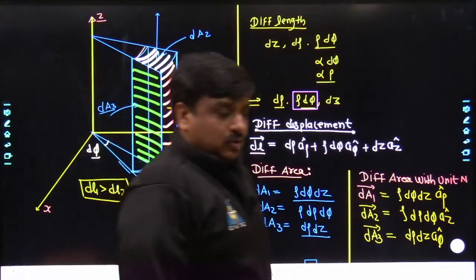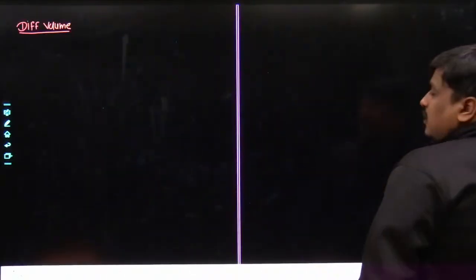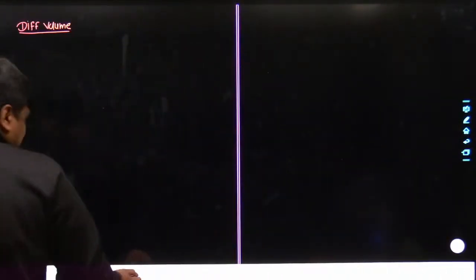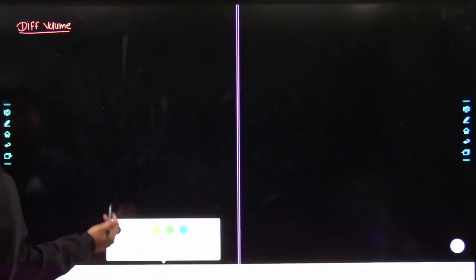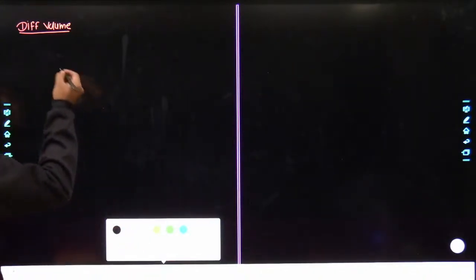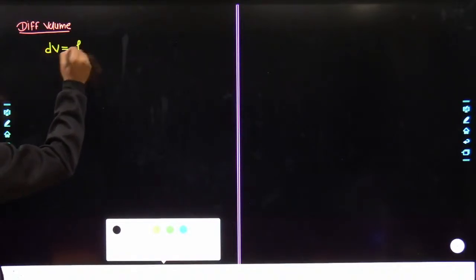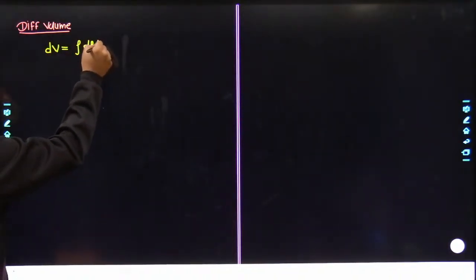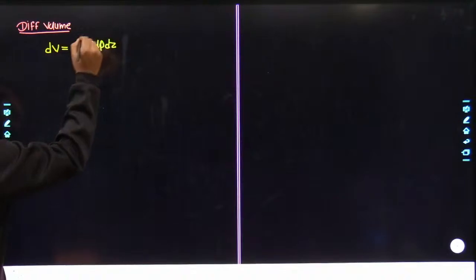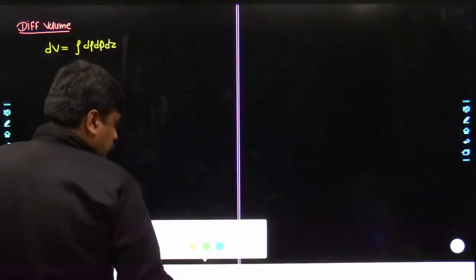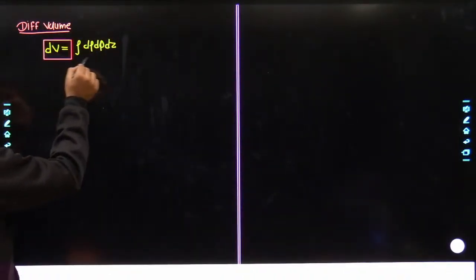The same thing goes here. So you can just assume the three length changes were there over the cuboid, and once we multiply them together, we get the differential volume, which is simply equal to rho d rho d phi dz. Let me put it inside a box.